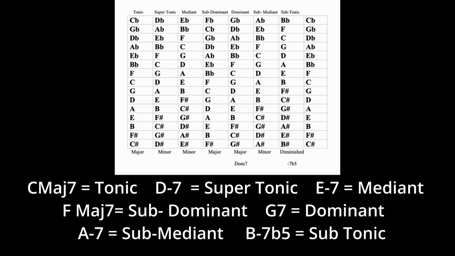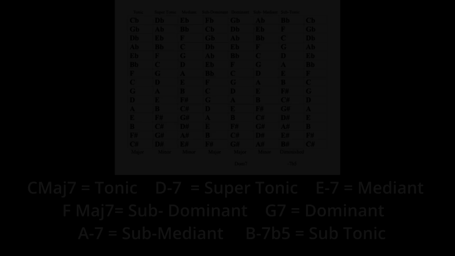The tonic chord in the key of C major could be C or C major seventh. The supertonic chord in the key of C could be D minor or D minor seventh. The median chord in the key of C could be E minor or E minor seventh. The subdominant chord in the key of C could be F or F major seventh. The dominant chord in the key of C could be G or G seventh. The submedian chord in the key of C could be A minor or A minor seventh. And the subtonic chord in the key of C could be B diminished or B half diminished seventh, also known as B minor 7 flat 5.